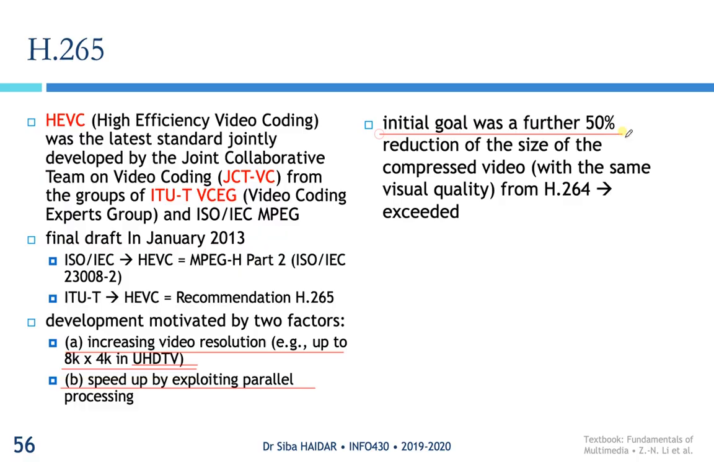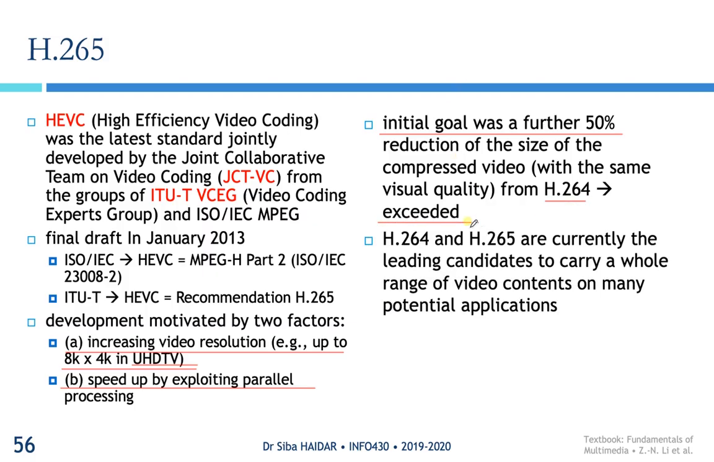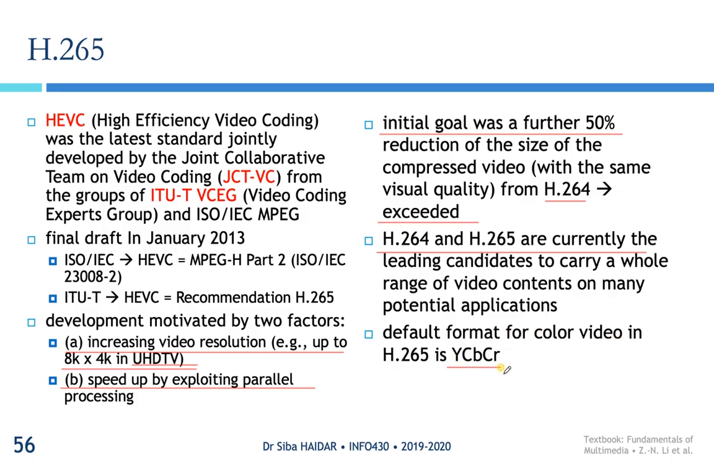The initial goal was a further reduction of 50% of the size of the compressed video of H.264, but this initial goal was very easily exceeded. H.264 and H.265 are currently the leading candidates to carry a whole range of video contents in many potential applications, and these are the default formats for color video. The default format is now YCbCr, and it is available in main profile. The chroma subsampling is 4:2:0, and we can have others.